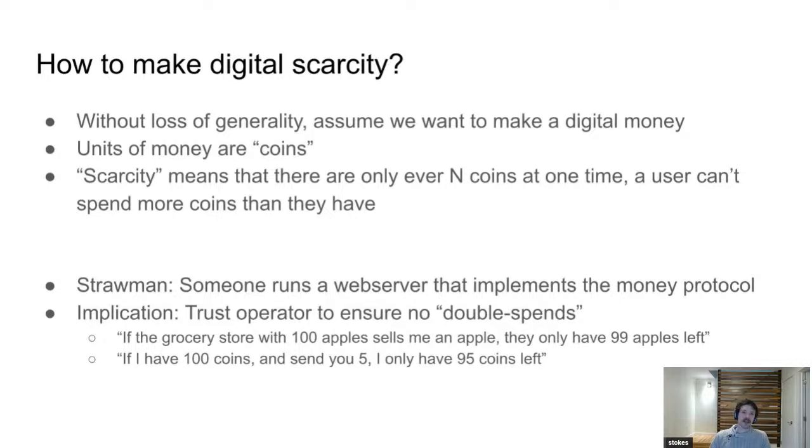When we say scarcity here, we mean there are only ever, say, n coins at one time. So if I have 100 coins, I can't spend 200, for example. There's a fixed number at any point in time. I'm not sure what everyone's background is, but either way, let's just assume that the following things make sense. And again, if you have questions, just drop them in the chat.